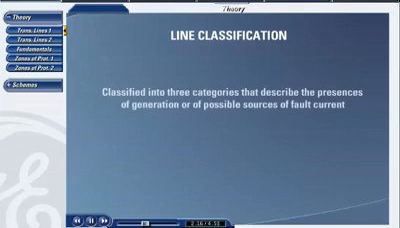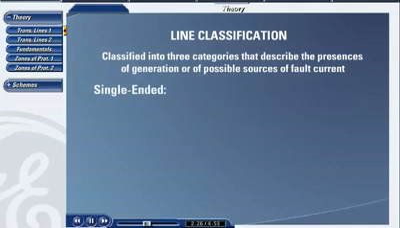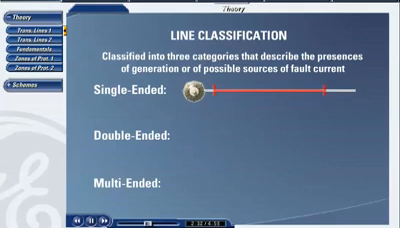Transmission lines are classified into three categories that describe the presence of generation or possible sources of fault current that might be found at the transmission line's boundaries. These are single-ended, double-ended, and multi-ended. A single-ended line, also called a radial line, has a source at only one end. This type of line is used to deliver power from the source to a load at the other end of the line. Obviously, whenever a fault occurs, there is only one source of current to feed the fault.